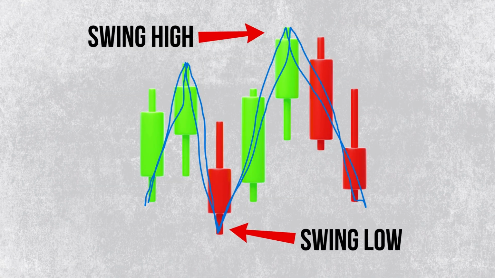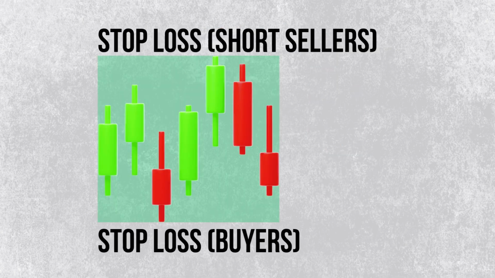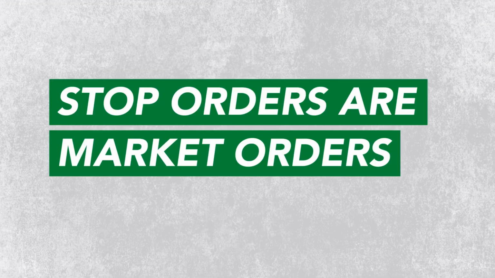You see, a swing high is considered a resistance for a long trader and a support for a short seller. In the same way, a swing low is a support for a long trader and a resistance for a short seller. That is why a long trader places their stop loss below the swing low, and a short seller places their stop loss above the swing high. Those stop orders are mostly placed around the same price levels. They are market orders. For long traders, they are sell orders. For short sellers, they are buy orders.